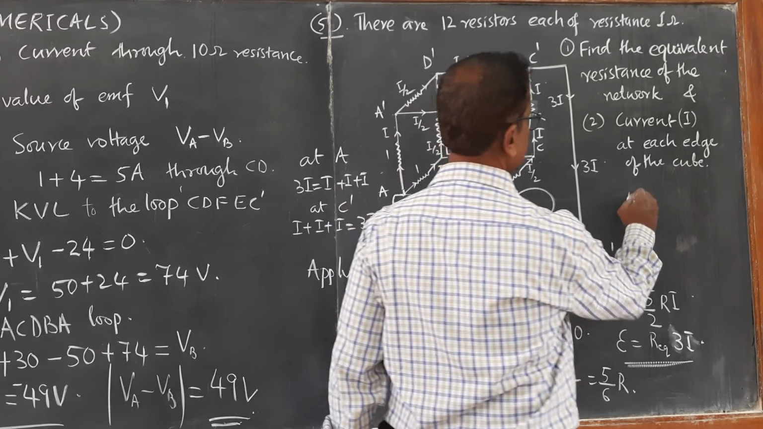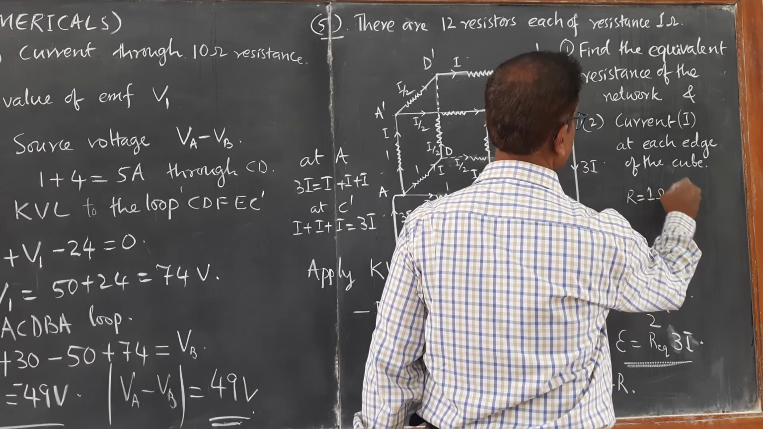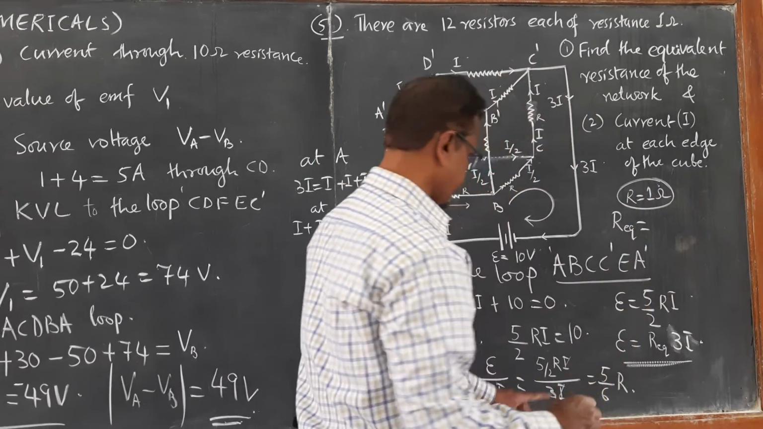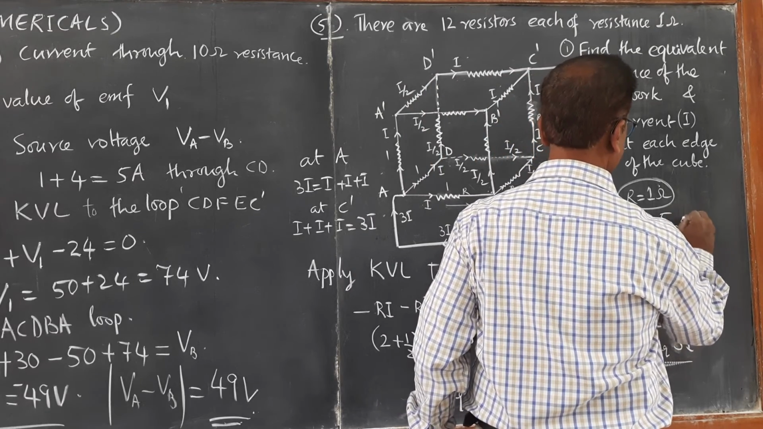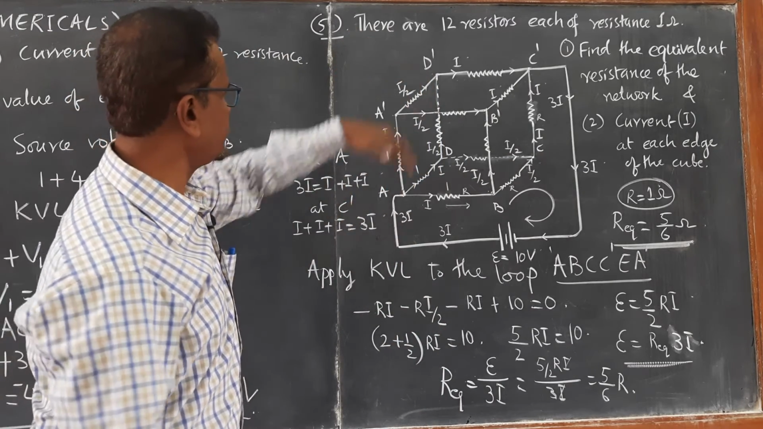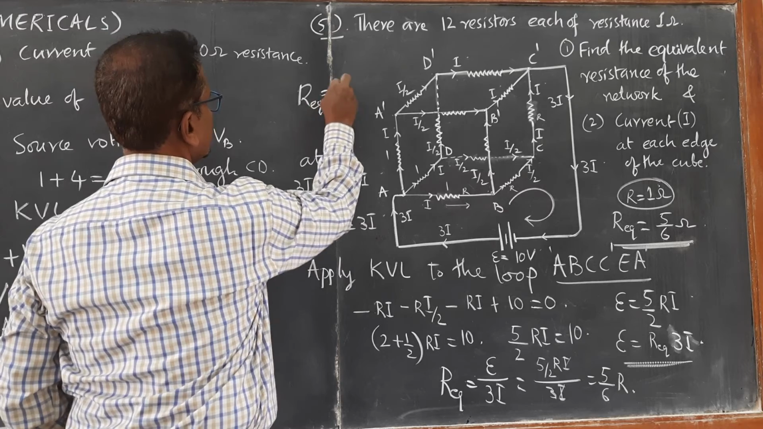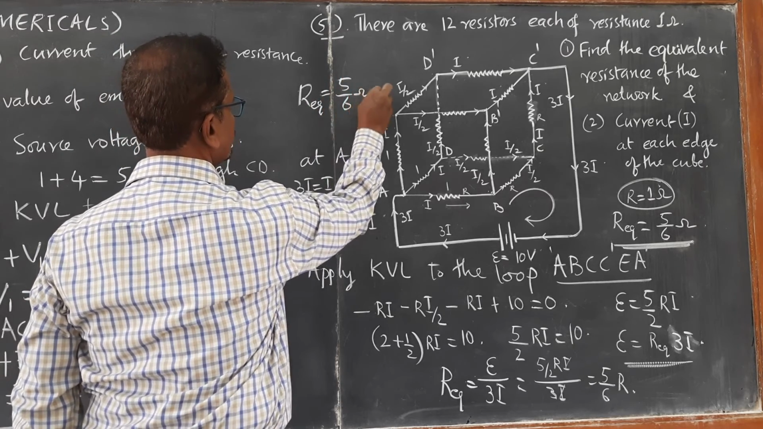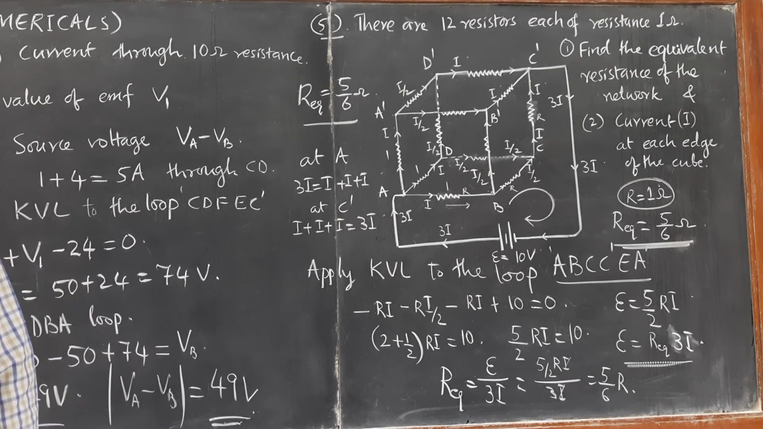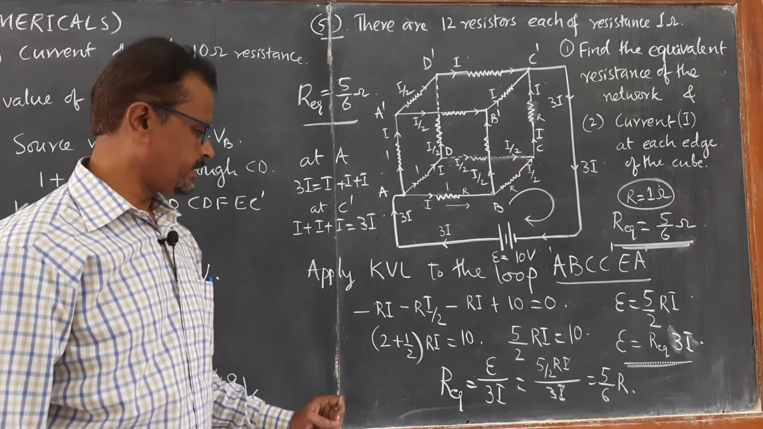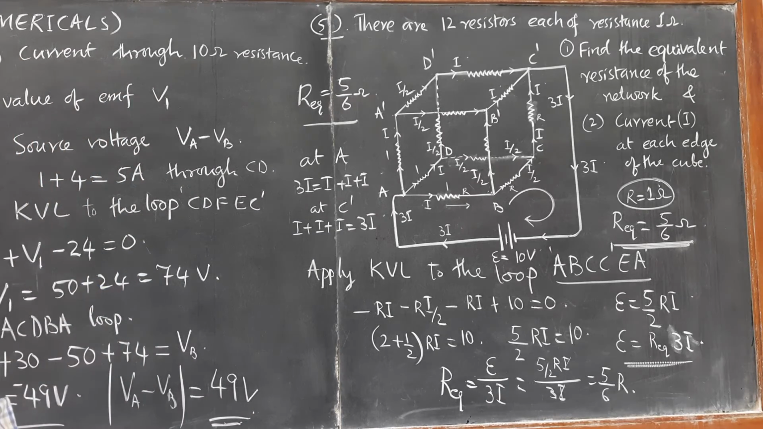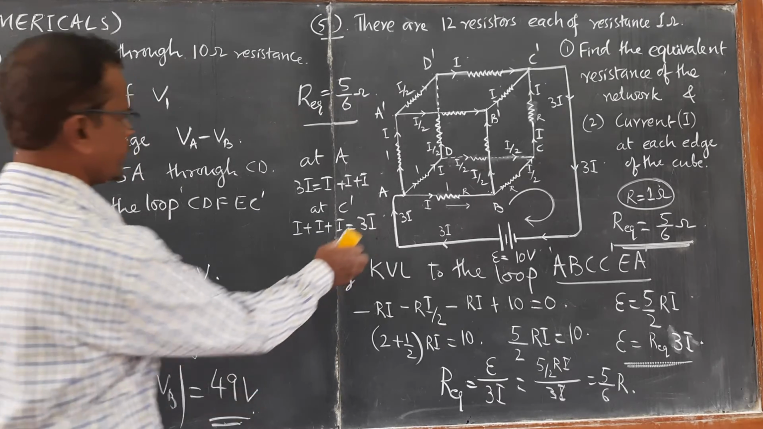Therefore R equivalent, we know what is R value. Here R is 1 ohm. Therefore R equivalent is thus equal to 5 by 6 ohm. So this is the equivalent resistance of the entire network. Very simple. R equivalent is equal to 5 by 6 ohm. Now using this we can find out the current 3I. R equivalent we got it, current can be calculated.